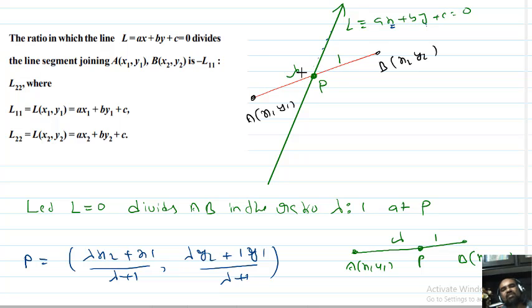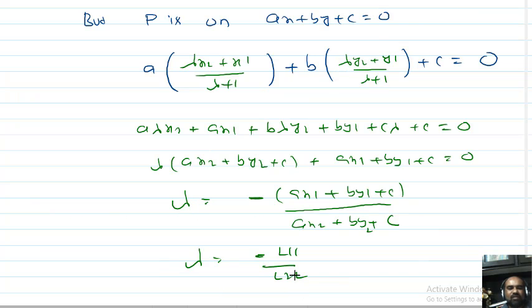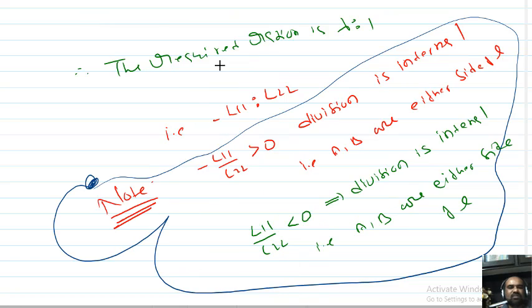I just assumed that the required ratio is lambda is to 1. I found the point P by using the internal division concept, since P is on the line. From there I got the lambda value. Lambda is minus L double 1 over L double 2. This is the required ratio.